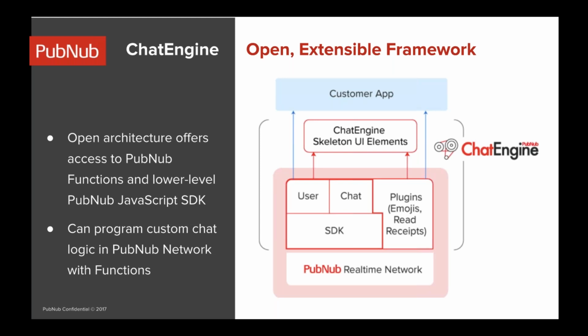But the architecture is very open. And it's open both on the client side and the back end. The back end openness comes with PubNub Functions. You can write little snippets of JavaScript code to enable great functionality. You can also write plugins for ChatEngine and add new functionality on the client side, the things that you couldn't think of or you're better suited to implement.